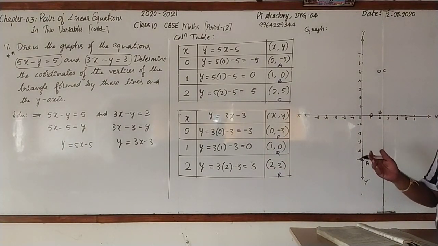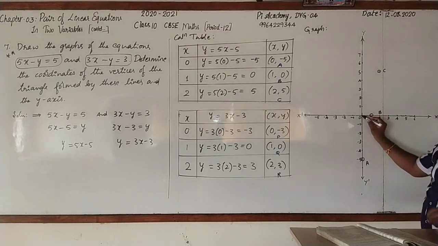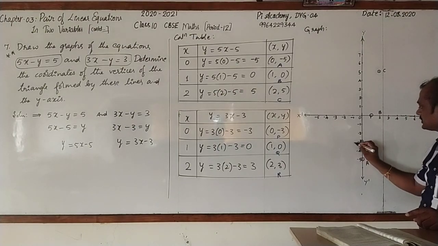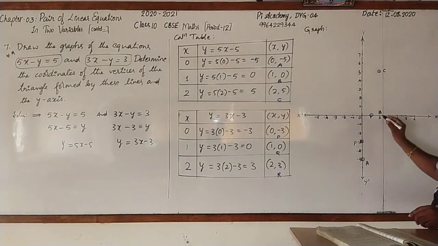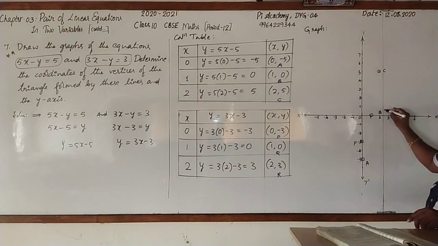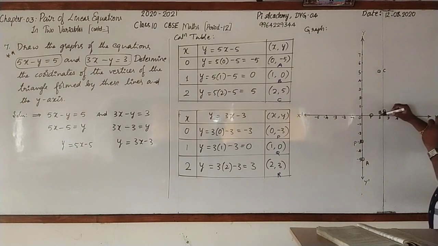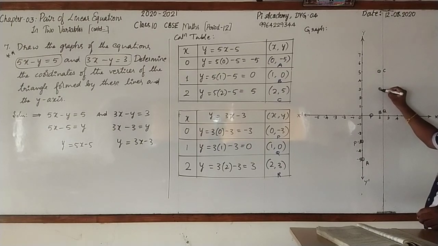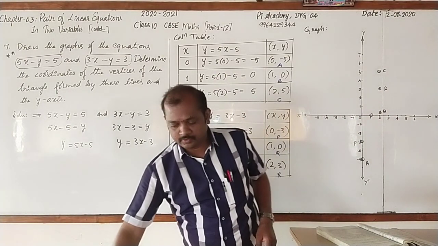Next PQR: 0 comma -3. It lies on y-axis. X is 0, y is -3. That comes here. This is P. Next, Q, 1 comma 0. This point only. R, 2 comma 3. When x is 2, y is 3. This is R. Now, let us go for joining.